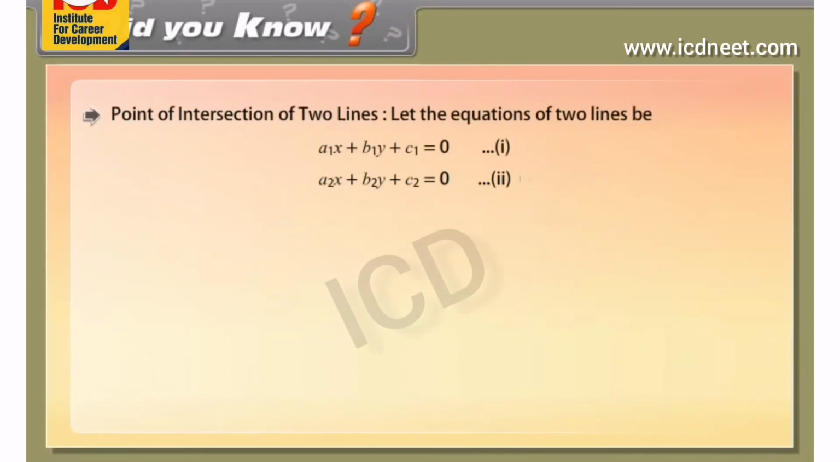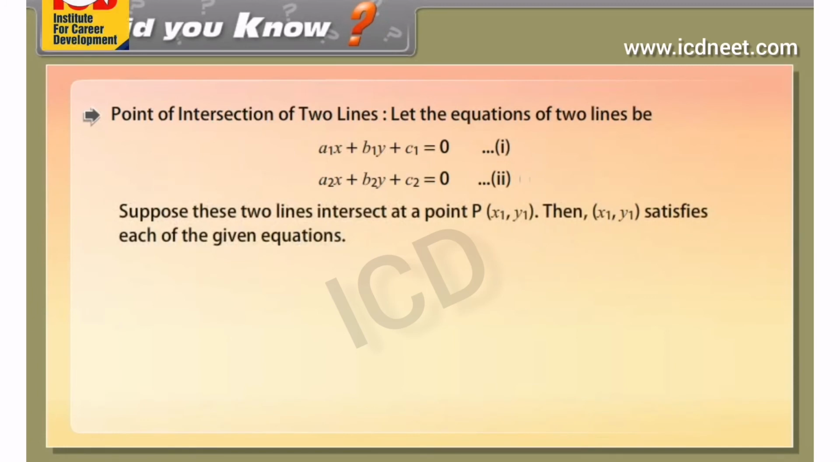Did you know? Point of intersection of two lines. Let the equations of two lines be a1x plus b1y plus c1 is equal to 0. Mark it as 1. And a2x plus b2y plus c2 is equal to 0. Mark it as 2. Suppose these two lines intersect at a point P(x1, y1). Then x1, y1 satisfies each of the given equations. Therefore, a1 x1 plus b1 y1 plus c1 is equal to 0 and a2 x1 plus b2 y1 plus c2 is equal to 0.